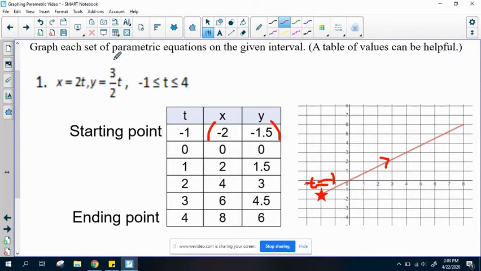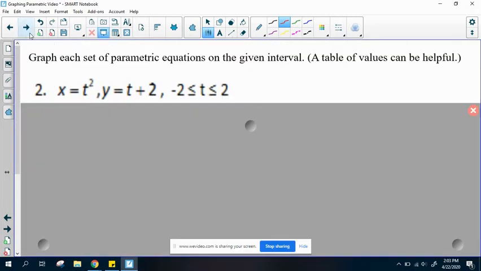You take these t values, you plug them in, you get your graph, you tell us where you start, you draw an arrow, you're done. So it's really not that bad, but it is a lot of plug and chug. So let's try another one.